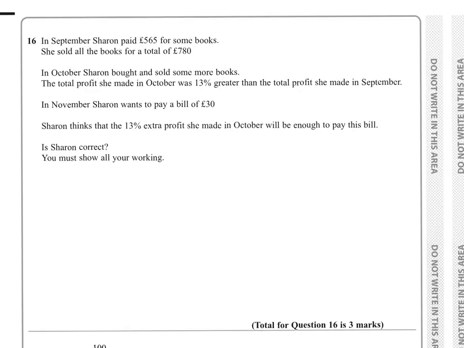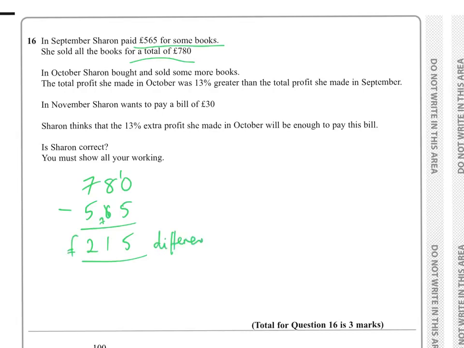So in September, Sharon paid £565 for some books. She sold all the books for a total of £780. So let's have a look at the difference between those two figures there. And we're going to get £215 as a difference there. We can say that's profit.